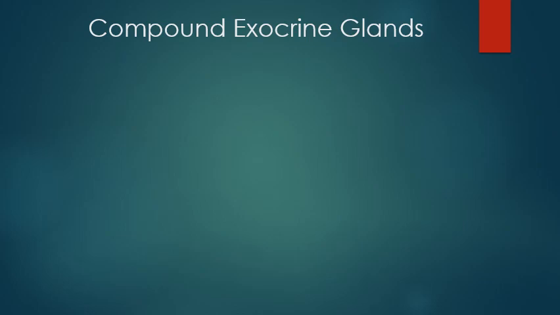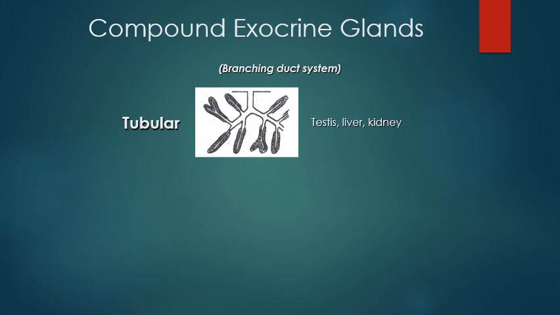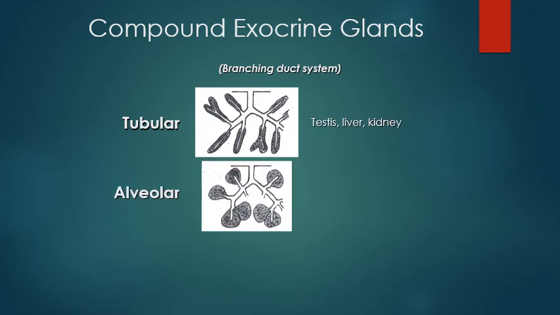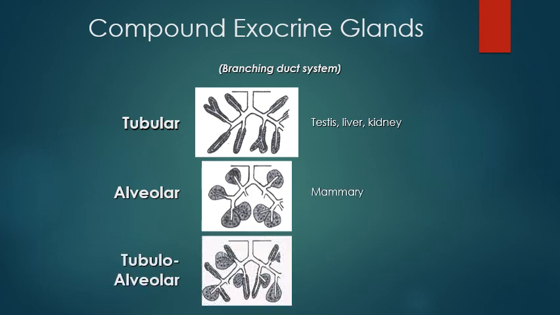Compound exocrine glands. We have either compound tubular as in the liver, kidney, and testis, compound alveolar as in the mammary gland, compound tubulo-alveolar as in the pancreas and the main salivary glands.